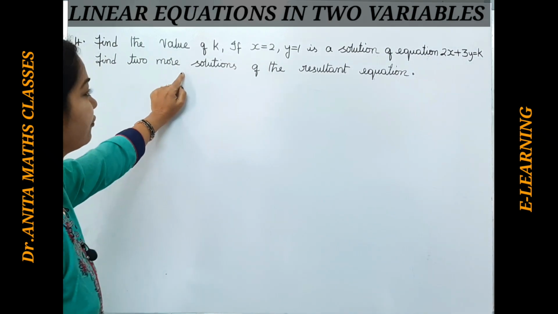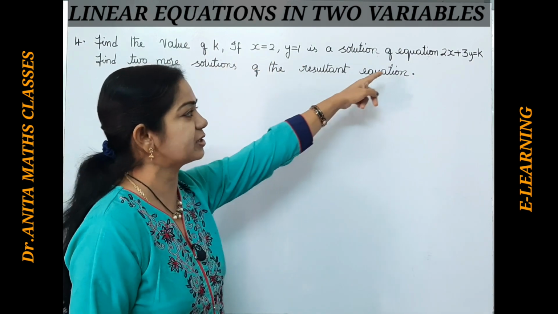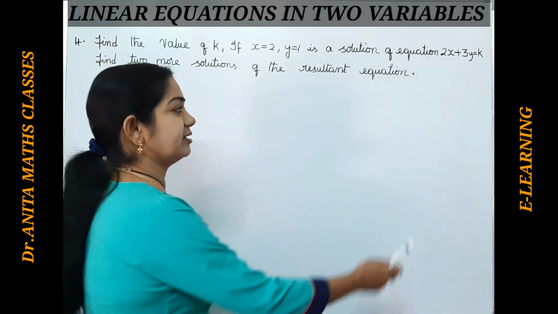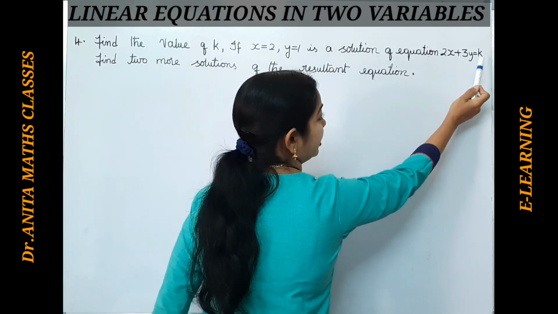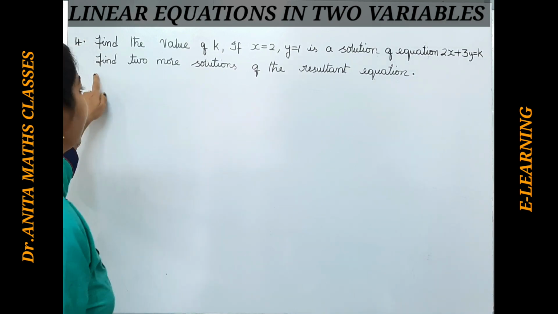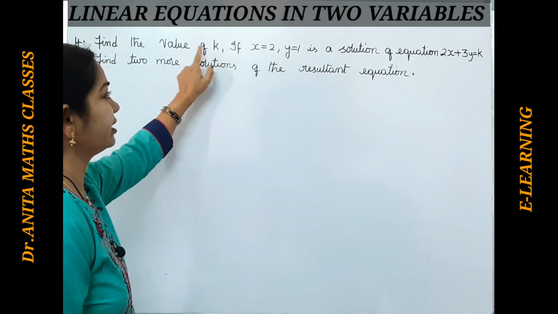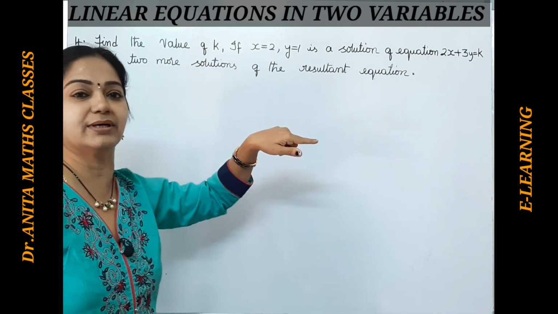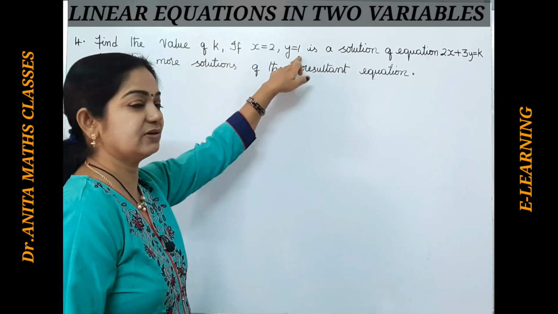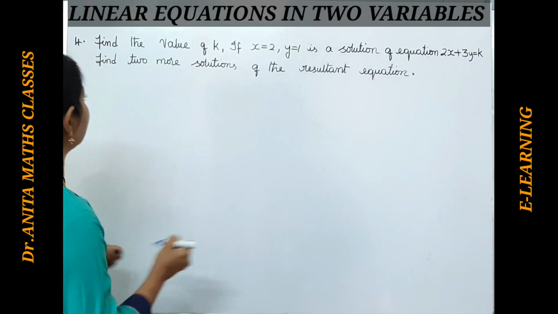Find the value of k if x equals 2, y equals 1 is a solution of the equation 2x plus 3y equals k. Here the constant is given as k. Find two more solutions of the resultant equation. First we need to find the value of k, then, because one solution is given, we need to find two more solutions. Let's quickly start.